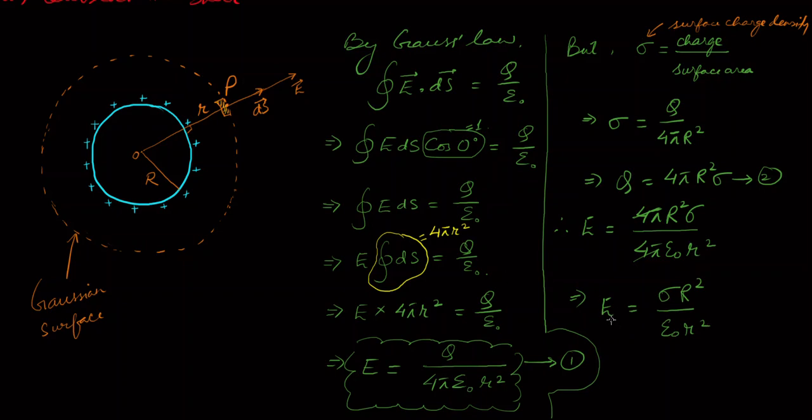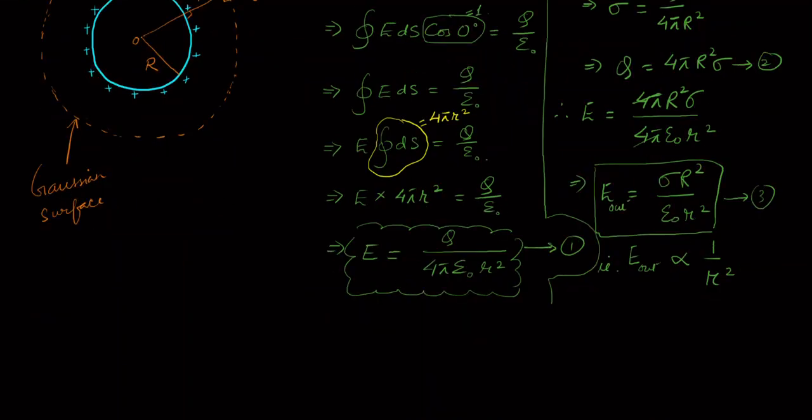This is outside, so let us write E out. Okay, this is the required expression. Call this equation 3. How does it vary with small r? Inversely proportional to r square, right? Because sigma is constant, capital R is constant, epsilon naught is constant, only small r can take any value. So E out is proportional to 1 by r square. That is the first part, outside.